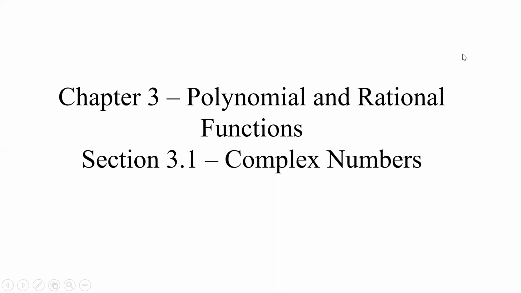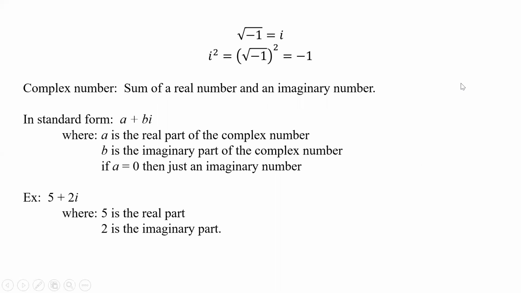All right, here we are in Chapter 3 on polynomial and rational functions, and this is 3.1 on complex numbers. So first, what is a complex number? Well, the square root of -1. That is a special thing, and we call the square root of -1 equal to i, an imaginary number. Now, i squared is equal to the square root of -1 squared, and when you square that, the square root cancels, and we just get -1. So i squared is equal to -1.